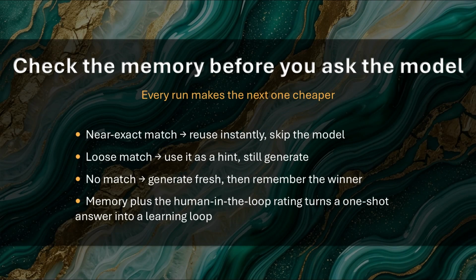To sum up, check the memory before you ask the model. A near-exact match, reuse instantly and skip the model. A loose match, use it as a hint, but still generate. No match, generate fresh, then remember the winner. Memory, plus the human rating, turns a one-shot answer into a system that learns. In the next part, we step back and look at the whole machine at once.